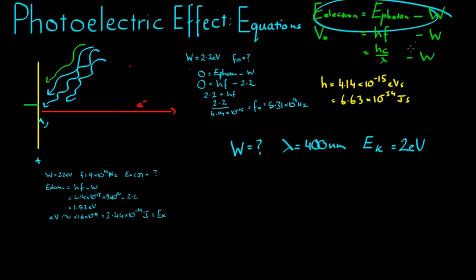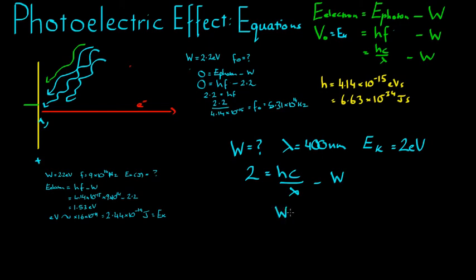So first of all, we use this relationship here. V naught is equal to EK is equal to, so 2 is equal to H. We won't use HF, we'll use HC on lambda since we do have lambda. Take the work function. So to get the work function by itself, W equals HC on lambda, take 2, which is equal to, we'll get the work function in electron volts, I think. Electron volts.